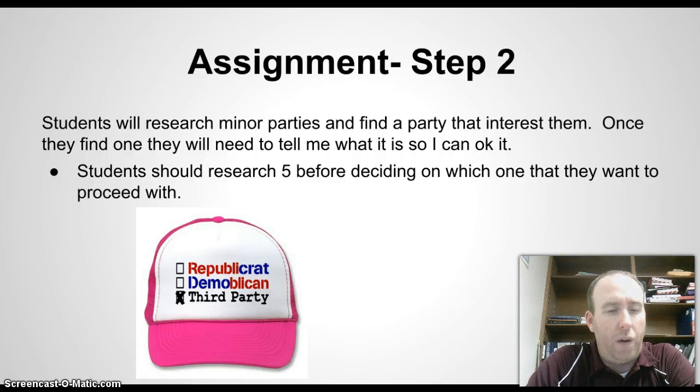I do not want you, however, to start researching minor parties and pick the first one you find. So what I need you to do is look at and research 5 minor parties before you decide on whichever one you want to go with. I want to make sure that you are aware and research 5 of them before you pick one, simply so you make a good decision for you and your partner.